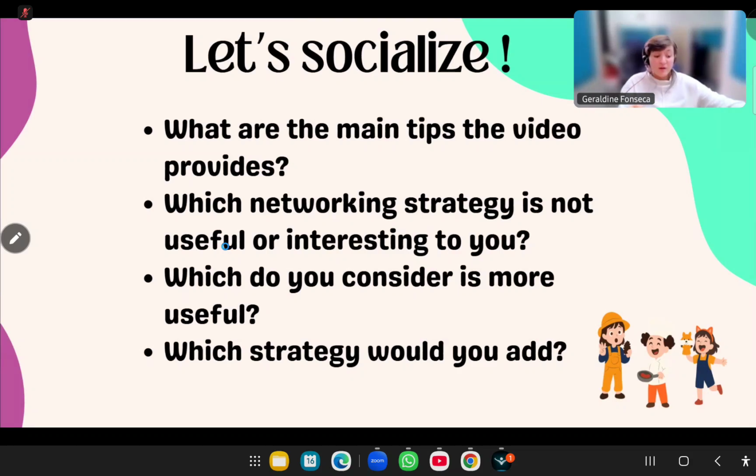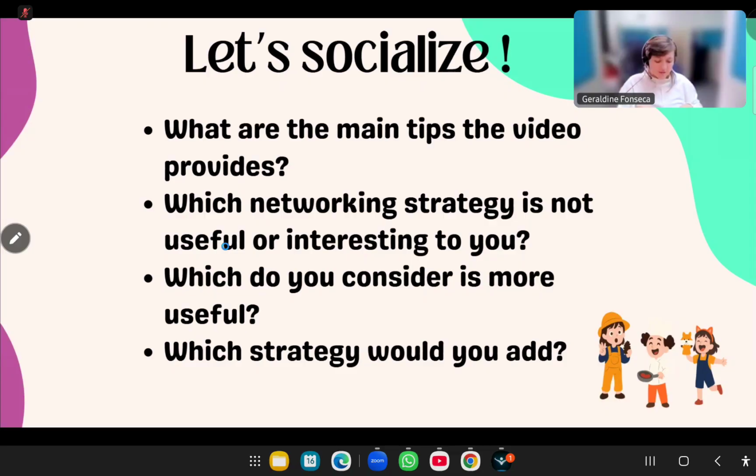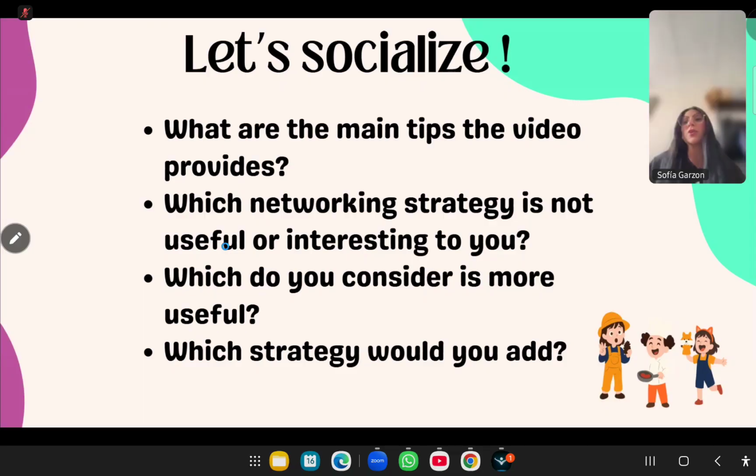Okay. What is one strategy that you saw that you think, okay, this is a useful strategy that maybe I can implement if I'm in the middle of a networking environment? For me, the networking strategy that is more useful is the second strategy, build your network, because you need to create new connections and persons.